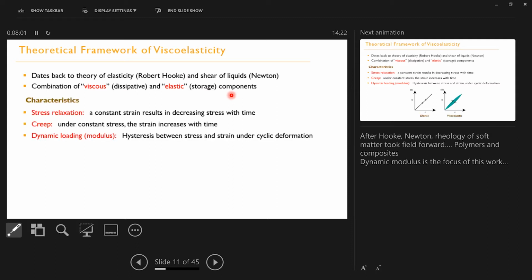And whenever we talk about any material, it's always going to have some percentage of viscous and some percentage of elastic component. Okay. Nothing is 100% viscous or 100% elastic. Right? And when we talk about viscoelasticity, there are three important phenomena that people talk about in literature. The first is called stress relaxation, where if you apply a constant strain, then it results in a decrease in stress as a function of time.